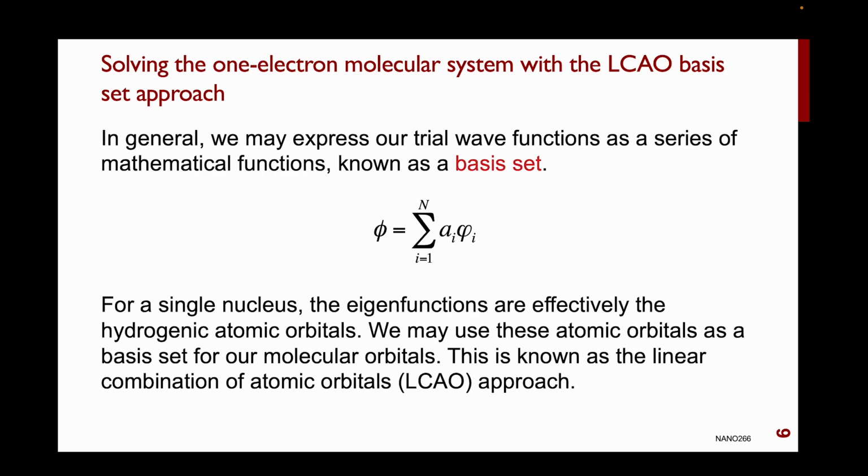Of course, as you will see later, this is not limited to just atomic orbitals. You can actually use any set of mathematical functions as your basis functions. For a single nucleus, the eigenfunctions are effectively the hydrogenic atomic orbitals. So for our molecule, we are going to use the atomic orbitals as our basis set, and this leads to what is called a linear combination of atomic orbitals.